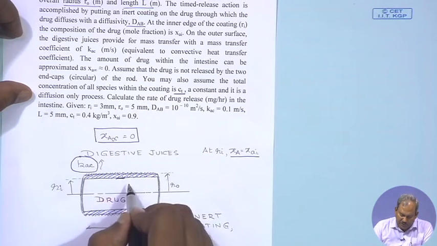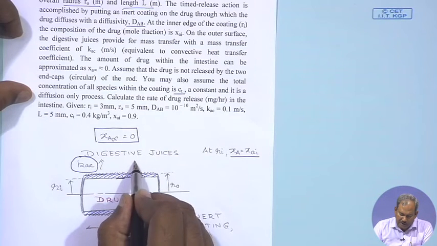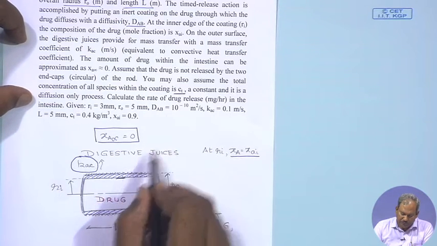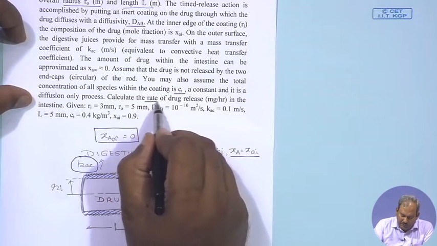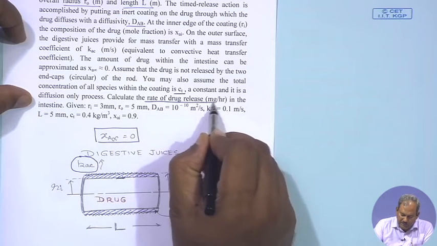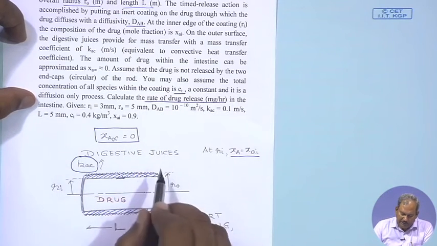So, how much of the drug is going to diffuse through the inert layer, come to the other side and get convected out of the drug into our intestinal juices. So, we need to calculate the rate of drug release in milligram per hour.